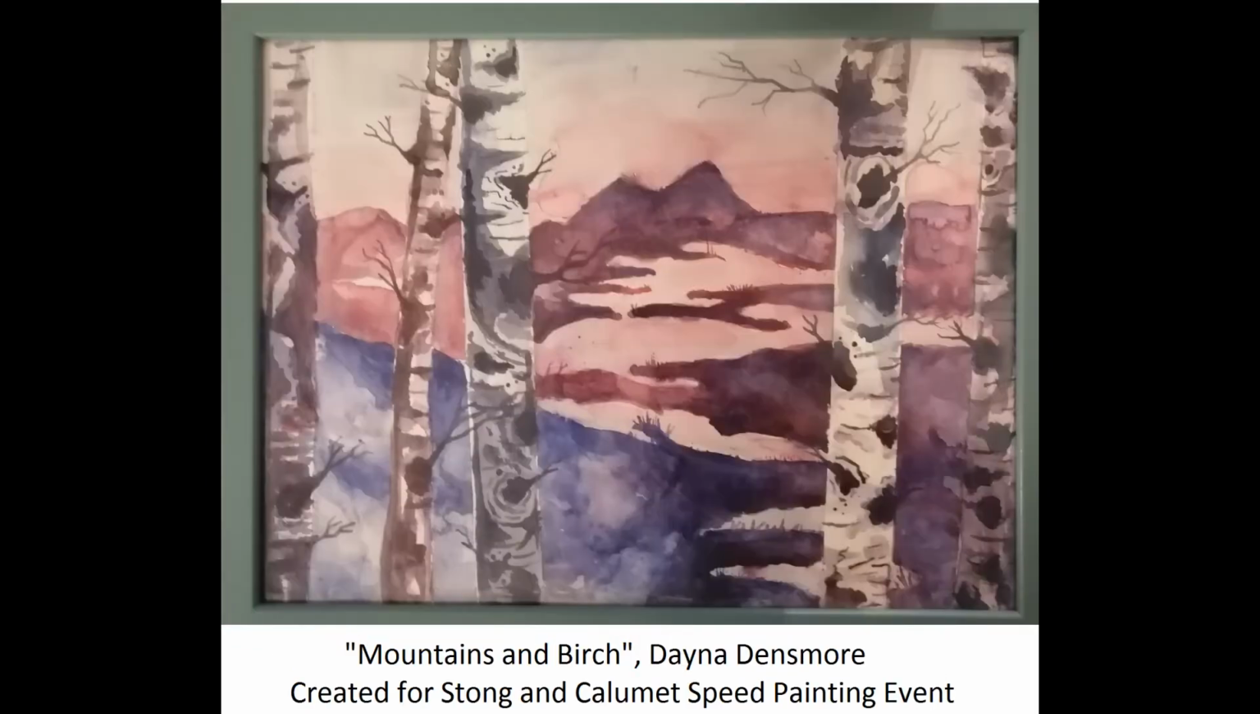This painting that we did in one of Stong and Calumet's speed painting sessions, which will happen again once we're meeting in person, is a great example of implied texture, because you see that the trees have texture, but you can't actually feel any of the texture on the trees. You just see it.